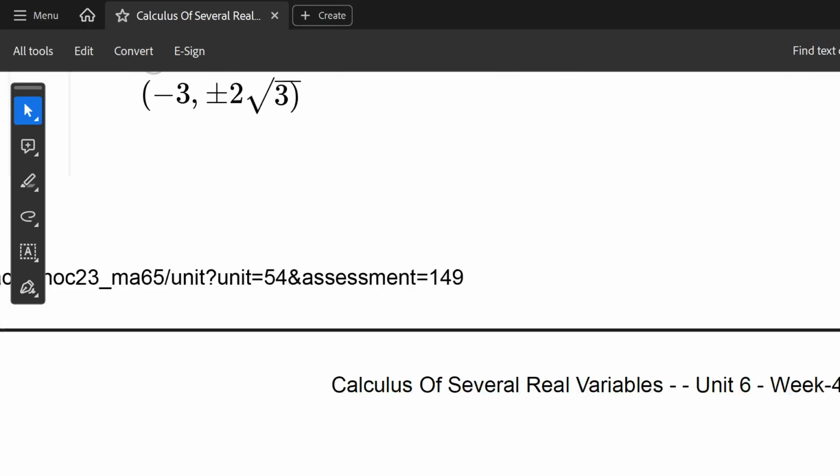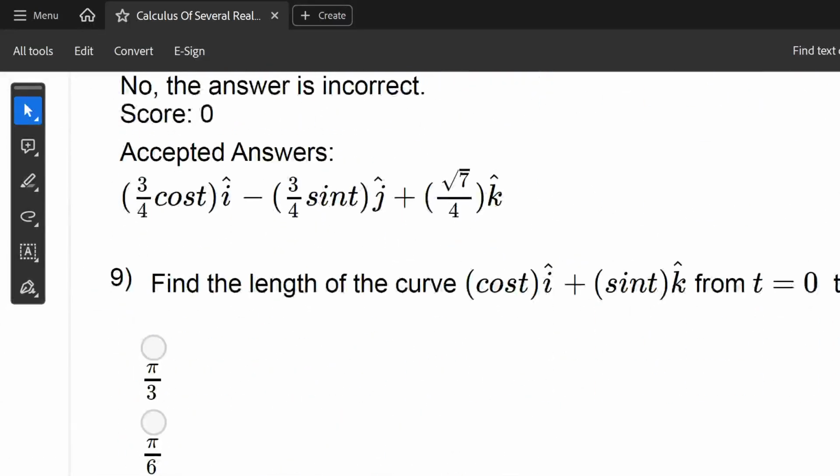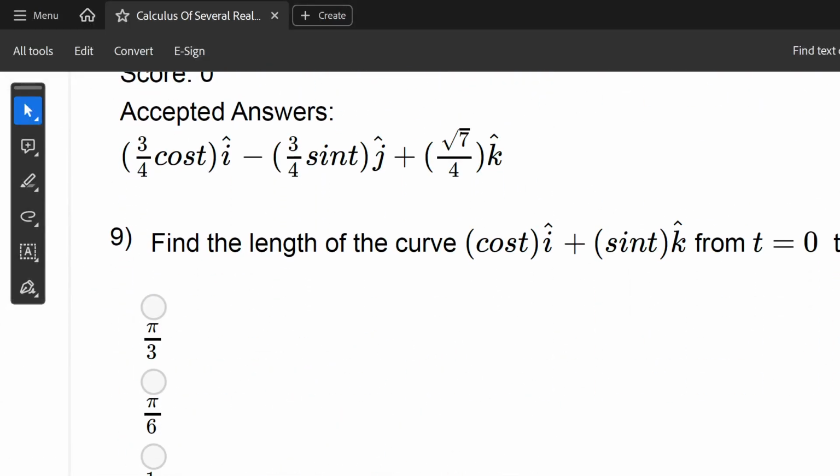So next question is question number 9. You have to find the length of a curve from t equal to 0 to pi by 2. Is the curve 2D or 3D? There is no J component, so it is a three-dimensional object. I, J, K. J is not here.